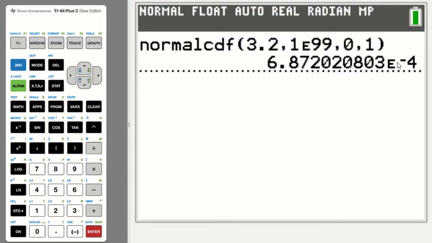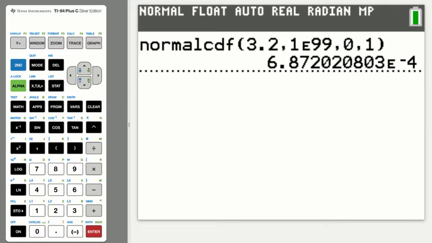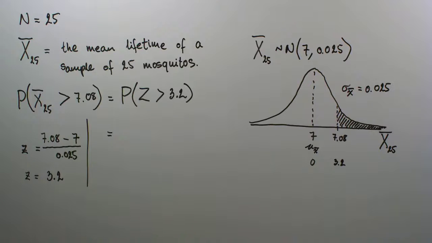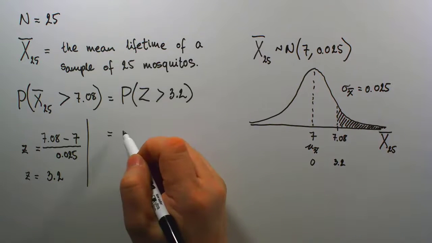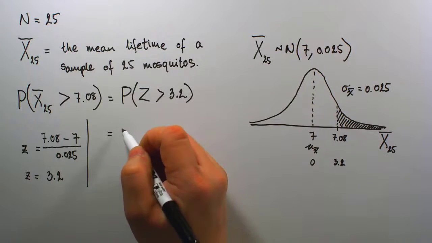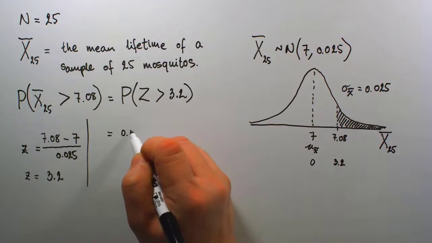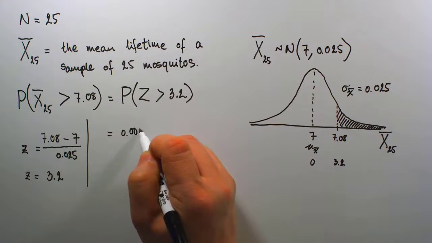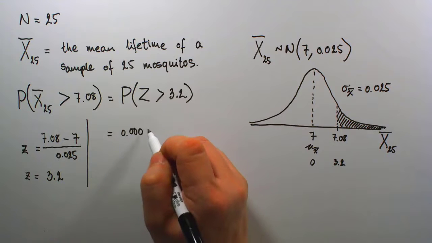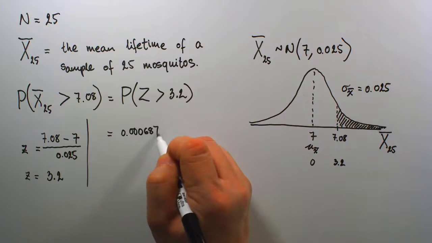This value over here is the way the calculator is giving us the answer, but that means now I need to go back to my writing board. The answer there, this area in real-time decimal, is 0.000687 and a lot longer.